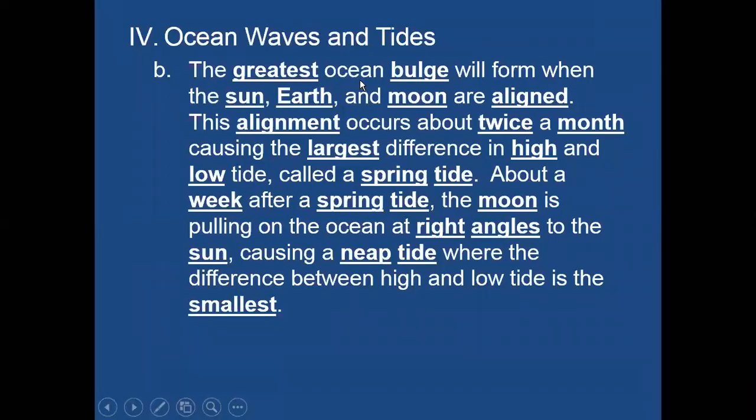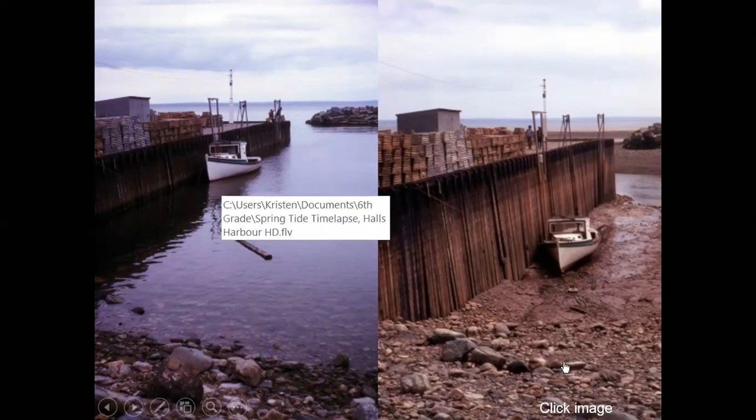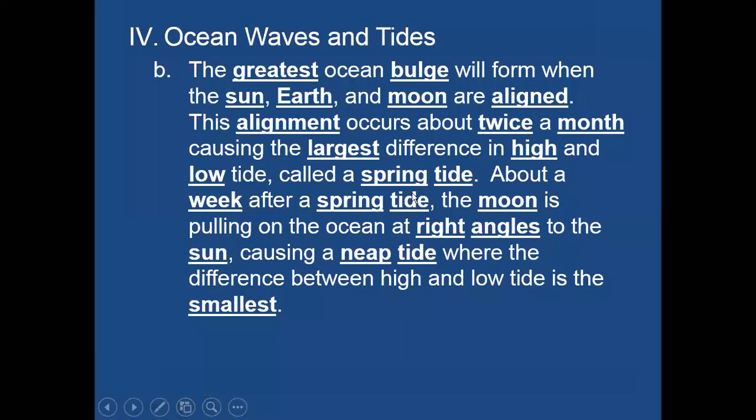So the differences between tides is not always this extreme though. Okay, this is a pretty extreme difference between high tide and low tide. But the difference between high tide and low tide can vary throughout the year. And that's what we're going to talk about now. So the greatest ocean bulge forms when the sun, the moon, and the earth are all aligned. This alignment is going to happen twice a month.